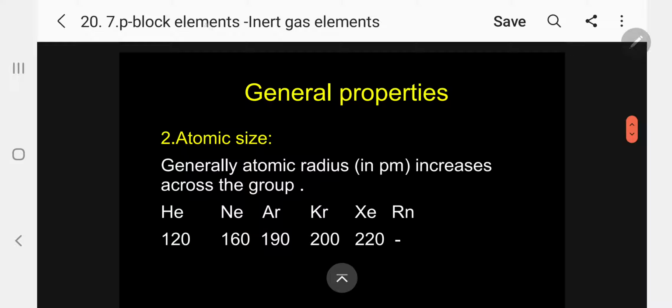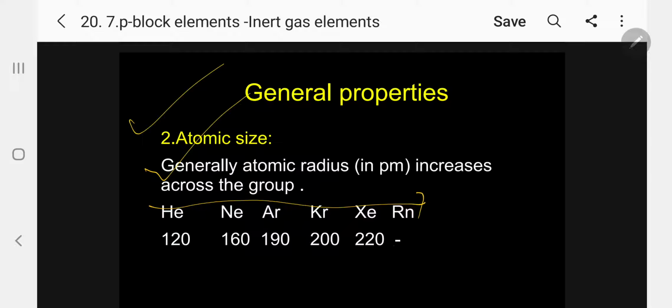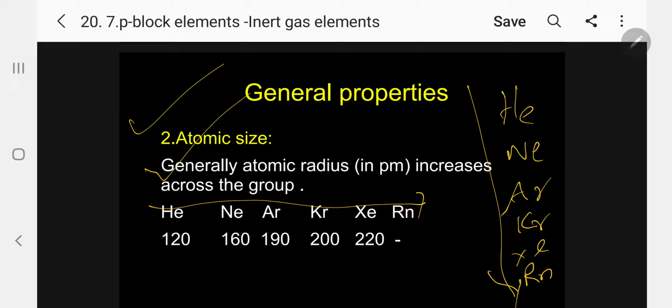Coming to atomic size, general properties. Generally, atomic radius in picometer increases down the group. That means helium, neon, argon, krypton, xenon and radon. This will be the group. So generally atomic size increases down the group. Please follow, in picometer.